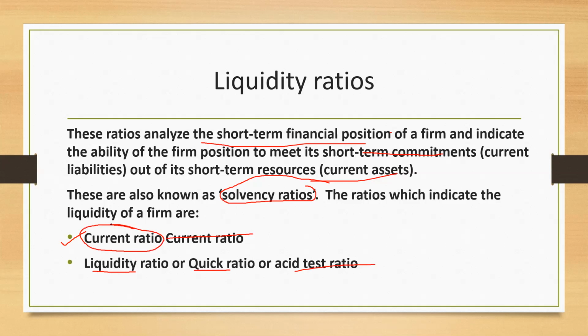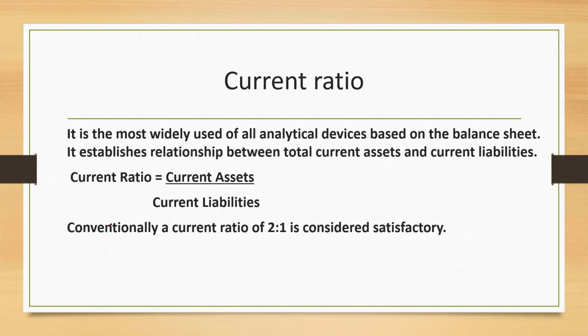See class, this is just a formula-based chapter. If you pay attention to the concepts and understand them well, the sums will be very easy for you. You just have to learn the formulas and then you can solve your sums. Starting with current ratio, it analyzes the relation between total current assets and current liabilities, that is how much the current assets of a company are compared to its current liabilities.